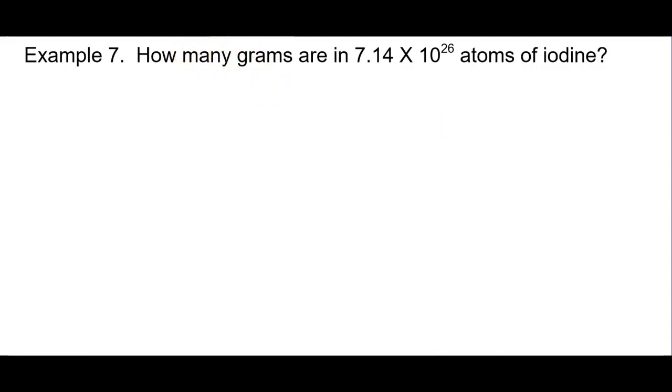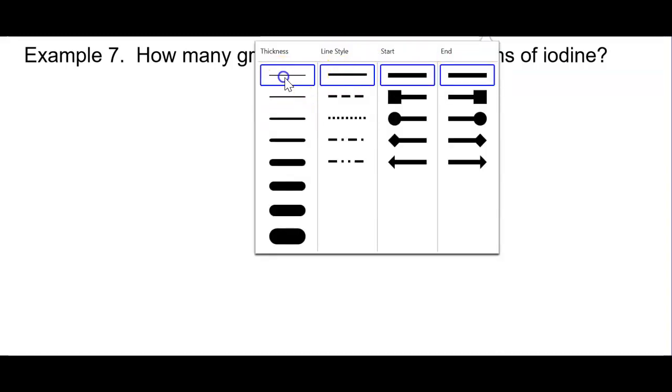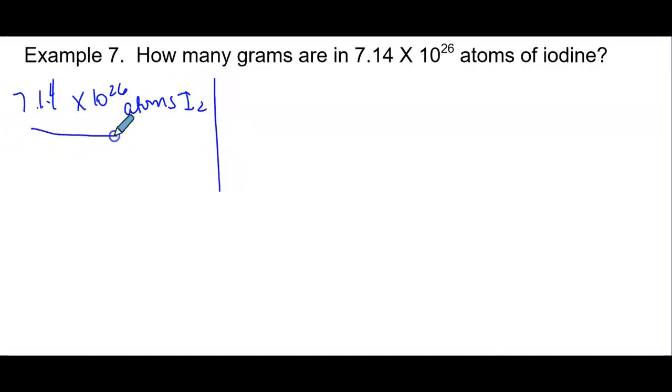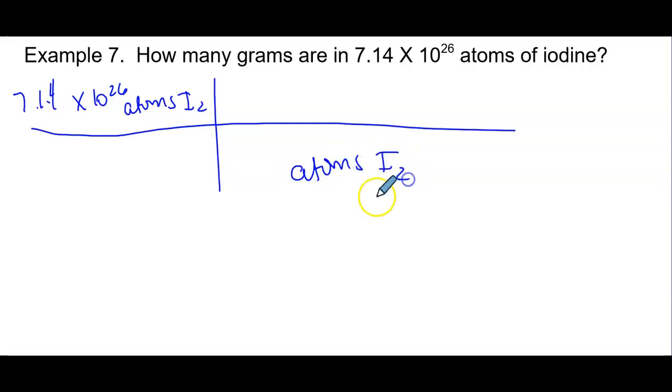We're going to start with the number that we have, the unit, and the chemical formula. So we're going to start with 7.14 times 10 to the 26 atoms of iodine. Now, iodine is diatomic, so it would be I2. Whatever unit we have here, we have to have the same unit here. So this is going to be atoms of iodine right here.